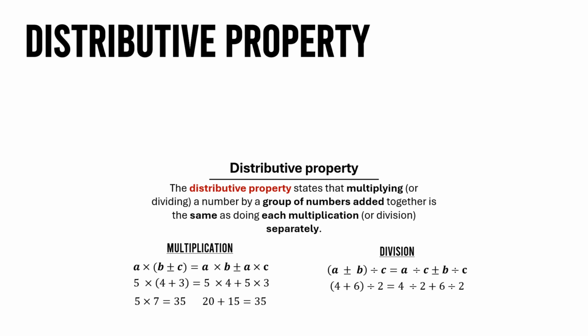4 plus 6 divided by 2, and here we did 4 divided by 2 plus 6 divided by 2. 4 plus 6 is 10, 10 divided by 2 is 5. 4 divided by 2 is 2, and 6 divided by 2 is 3. 2 plus 3 equals 5. So the result doesn't change.